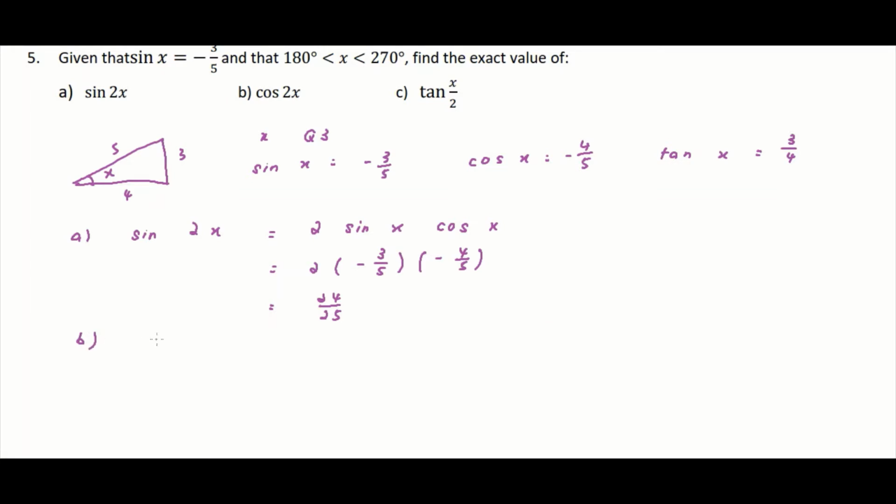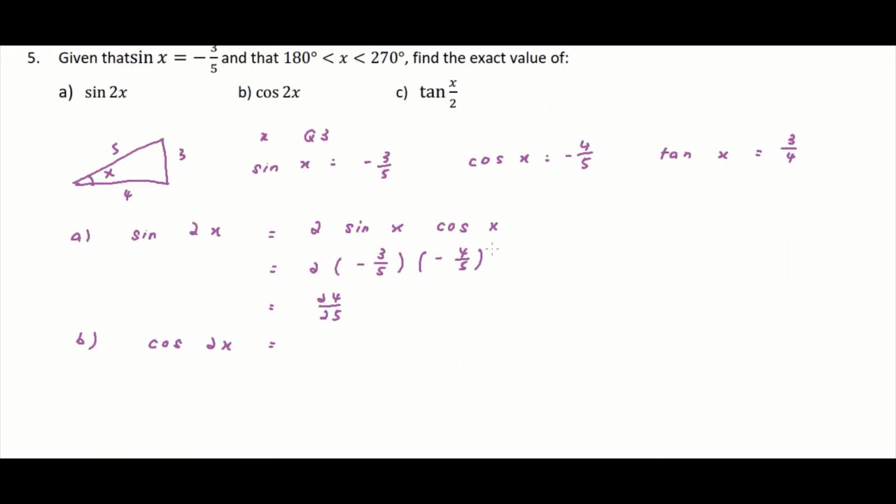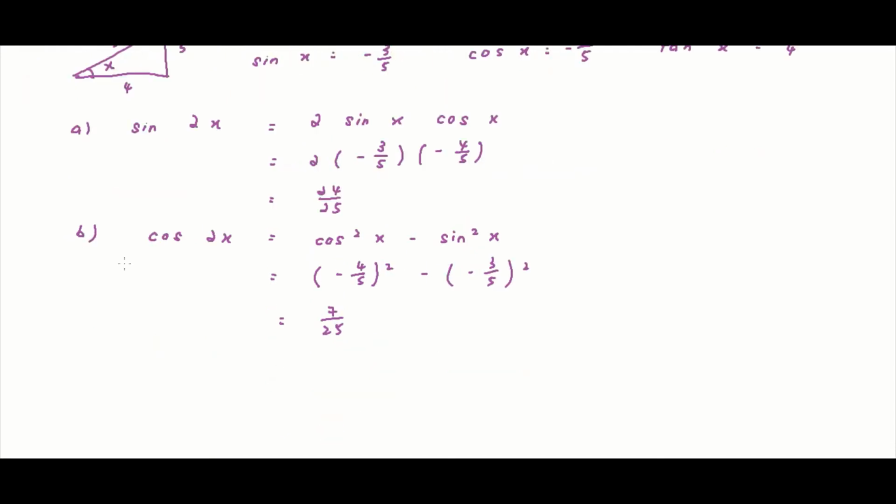So cos 2x. So in this question, you have basically everything already. So it doesn't matter which one to use. But if you want, you can try it out also. I mean, for all 3, you are definitely getting the exact same answer. Okay, so let us just use the first one. So cos square x minus sine square x. So cos x square, meaning that you need to do negative 4 over 5 square minus sine x, negative 3 over 5 square as well. So same thing, calculator, 7 over 25. Okay, so move on to the last one.